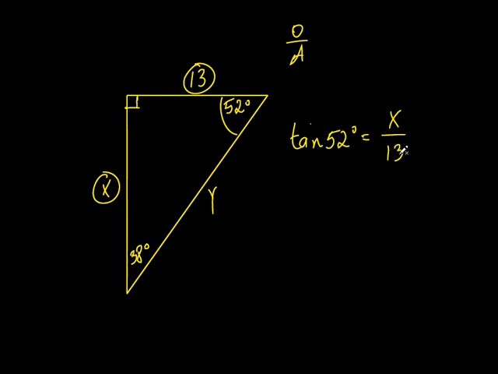Watch. X is on the top. How do I get rid of this 13? Multiply both sides by 13. So it gets rid of it here. Over here, I put it right out in front. That's the best way to write it. Everybody see that? And I'm ready to go. I'm ready for my calculator.